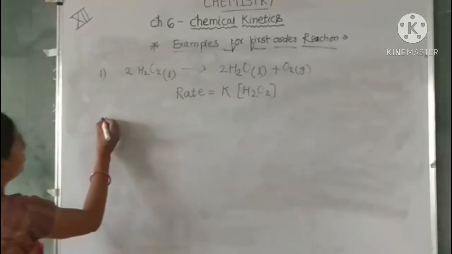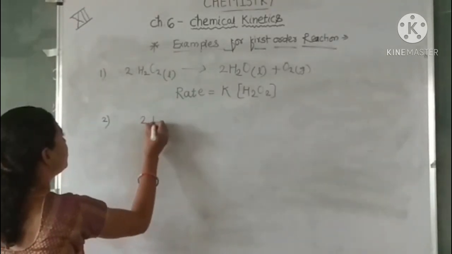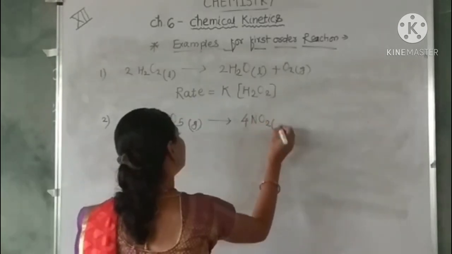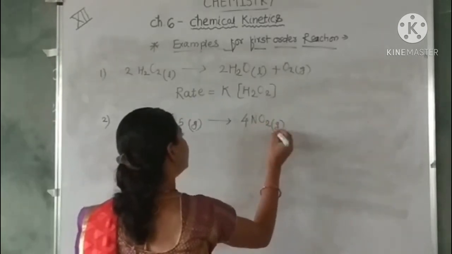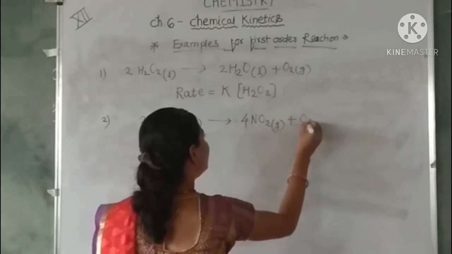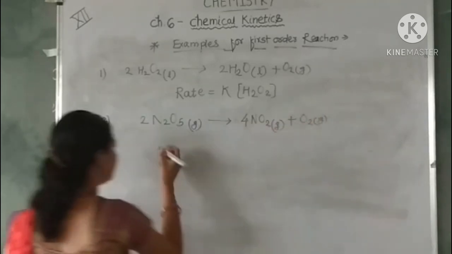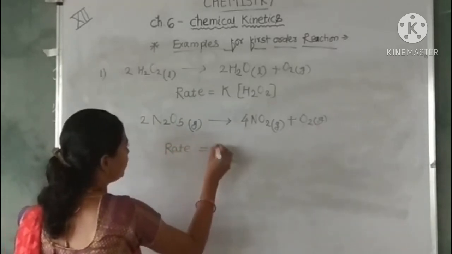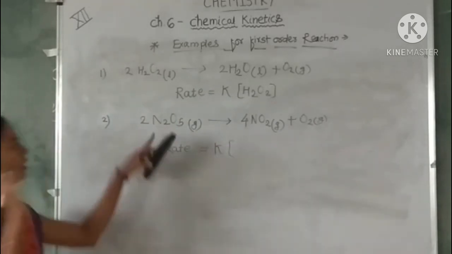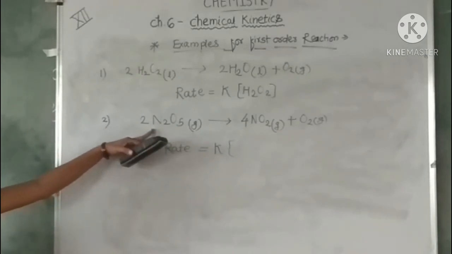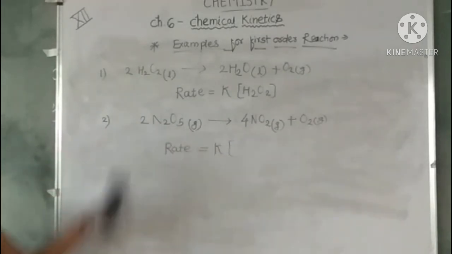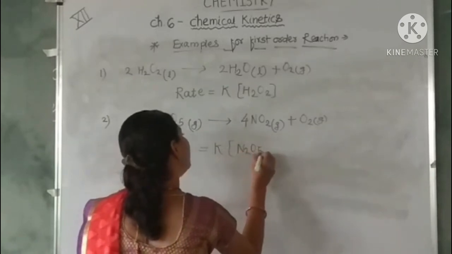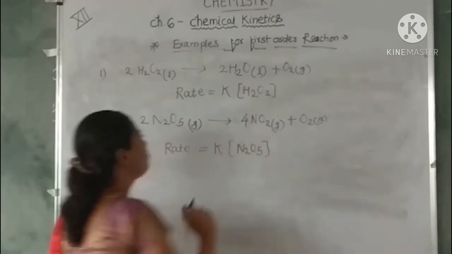Second example, 2 molecules of N2O5 giving nitrogen dioxide gas plus O2 gas. For this, we have to write the rate of this reaction as K into the reactant concentration. It may be K into N2O5, rate constant into N2O5.